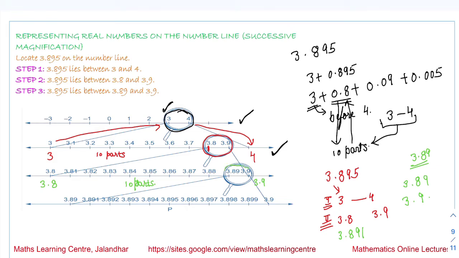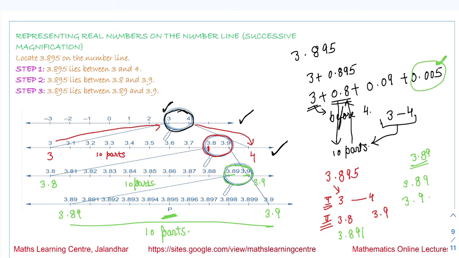So we magnify this portion now. It is 3.89 and this is 3.9. And we have magnified this portion now. This is the point 3.89 and this is the point 3.9. We magnify this portion and we have again divided it in 10 parts. Now it is the point 0.05 and this is the 5th part over here.